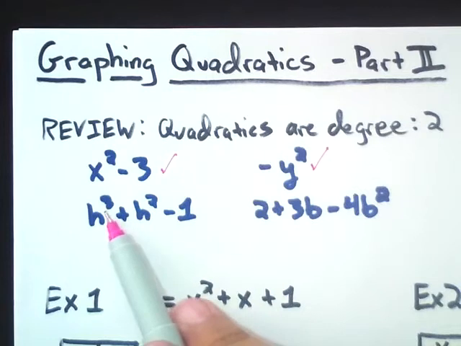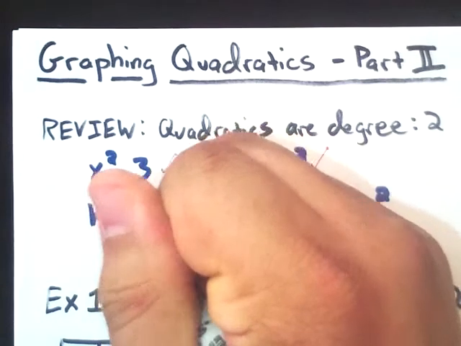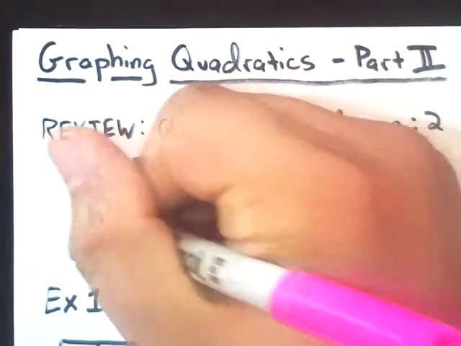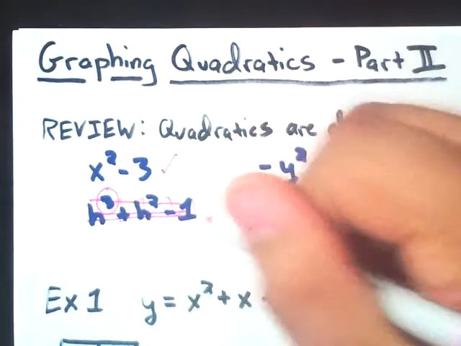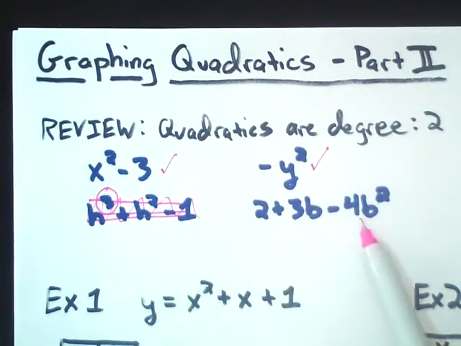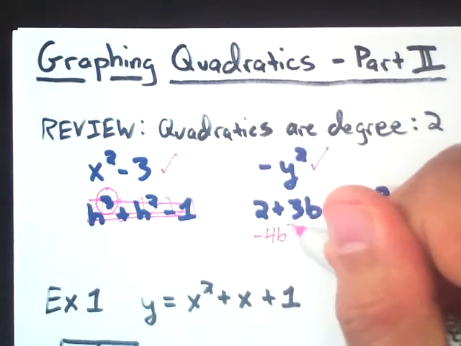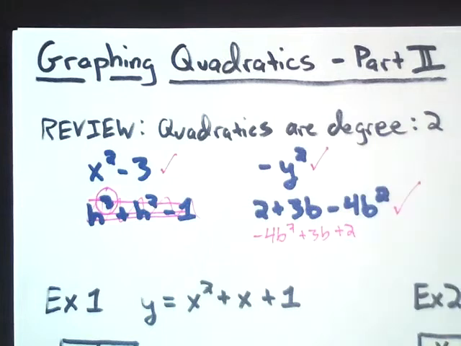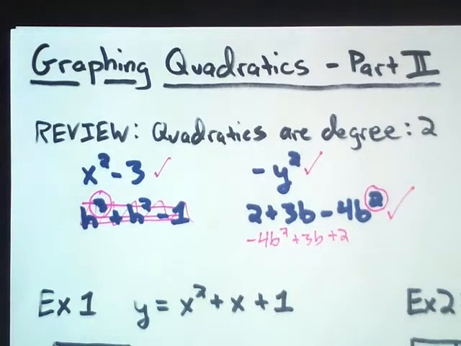Over here we have h cubed plus h squared minus 1. Well, because of this h cubed, the degree is 3. So this is a non-example of a quadratic. That would not be a quadratic. And the fourth example, it doesn't matter that it's out of order here. I could have rewritten the terms as negative 4b squared plus 3b plus 2. Either way, it's still a quadratic because the highest degree is 2. It's the biggest exponent. All right, let's take a look at some tougher examples to graph.